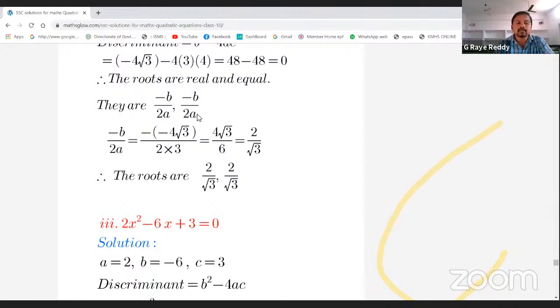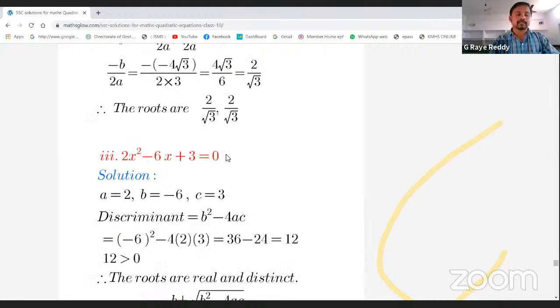Under the root, the value is 0, so the plus or minus part after that will be 0. The two equal roots are minus b by 2a, minus b by 2a. That is minus of minus 4 root 3 divided by 2 into a value 3, so plus 4 root 3 by 6. Two 2s are 2, two 3s are 2 by root 3. So 2 by root 3 are the two roots, so we have to write 2 by root 3 two times, because the discriminant is equal to 0. Like that, this first bit will be there.